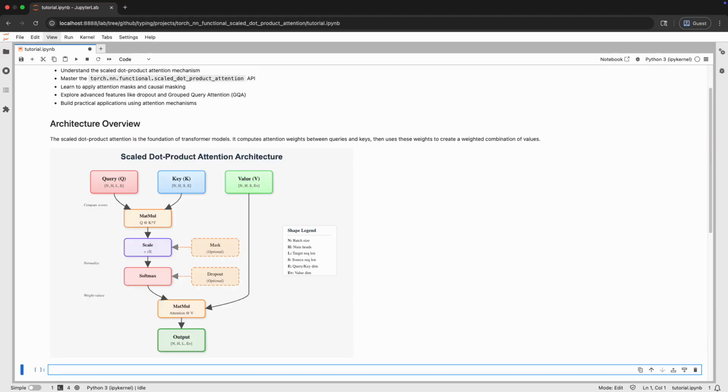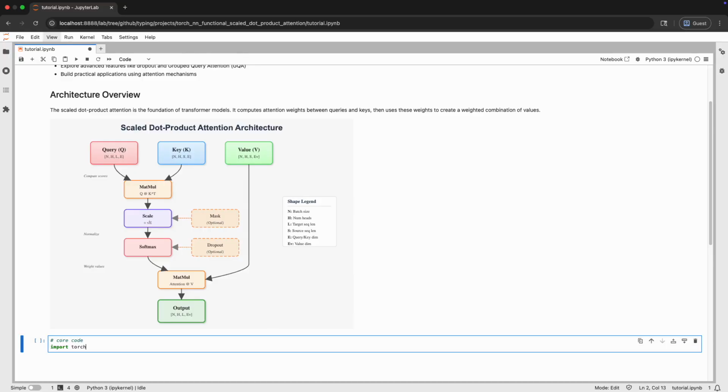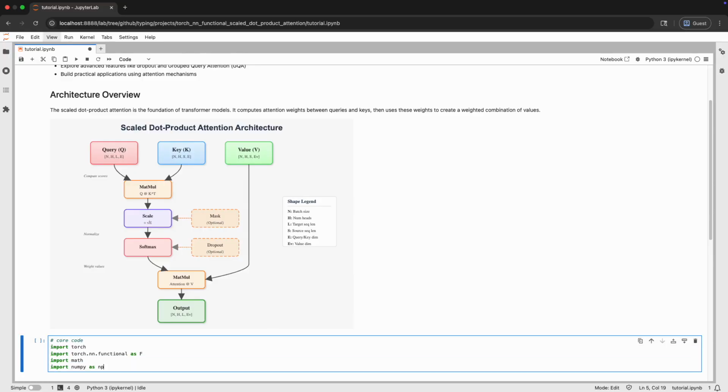Scaled dot product attention is truly the foundation of transformer models. It works by computing attention weights between queries and keys, and then uses these weights to create a weighted combination of values. Take a look at this diagram, which shows how the attention mechanism flows from inputs through the computation process. First, let me set up our environment with all the necessary imports.